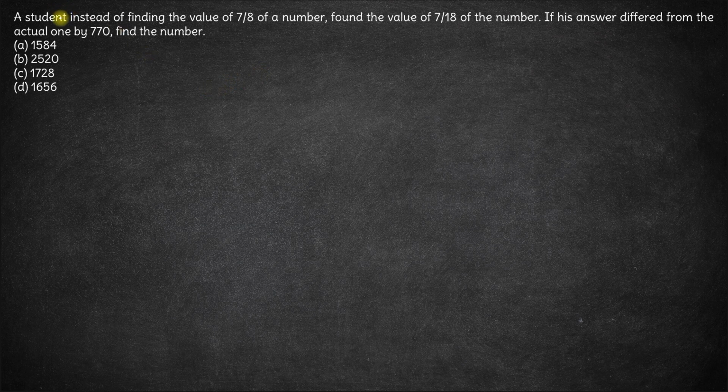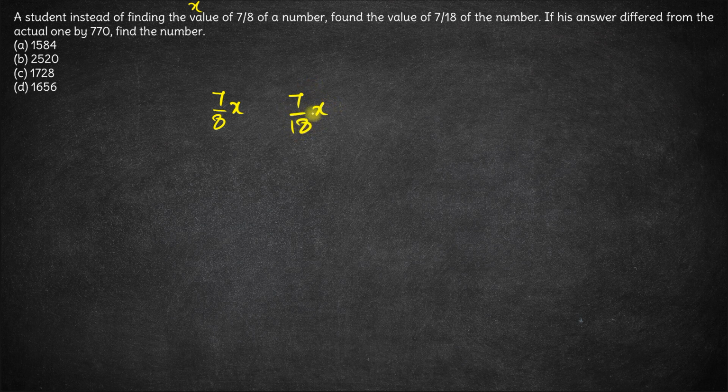Hi, here we have a student who, instead of finding the value of 7/8 of a number, found the value of 7/18 of the number. If his answer differed from the actual one by 770, find the number. So, let's say the initial number is x. So he wanted to find 7/8 of x, but he found 7/18 of x.